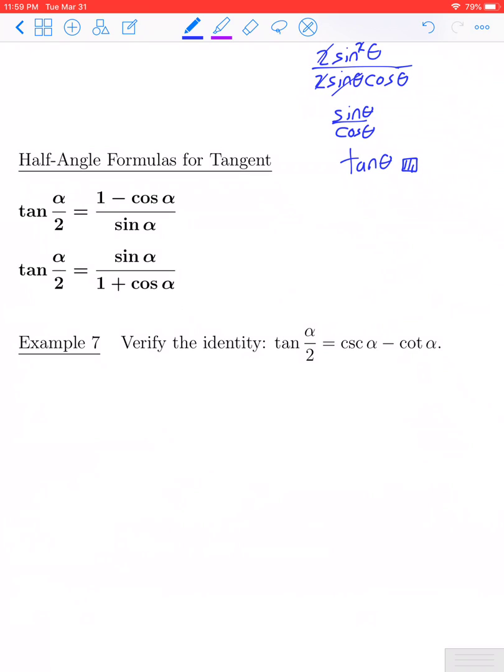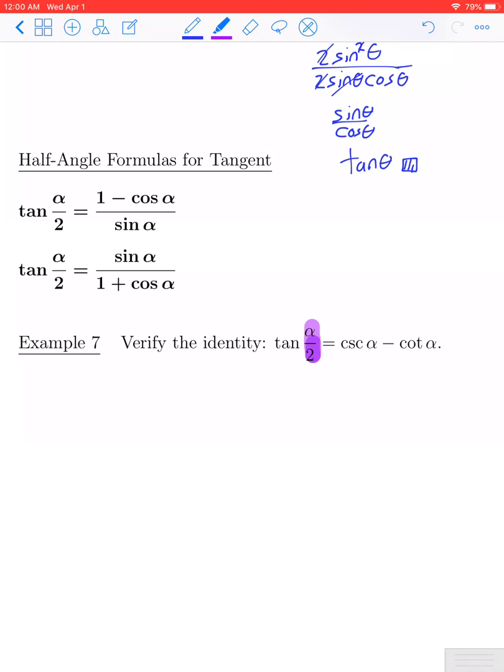So again, there's more than one way to verify these. You could choose whichever side you want to. Again, noticing the alpha over 2, it's always probably a good idea if you have multiple or half angles to get rid of them first. Here we have a choice in terms of which formula I want to use for the tangent of alpha over 2.